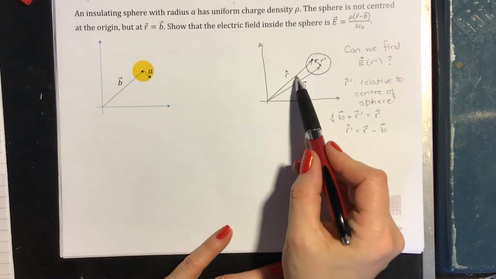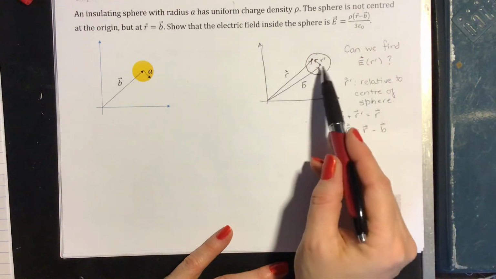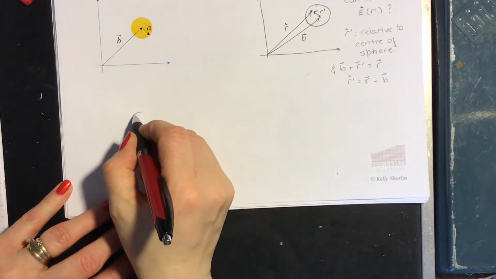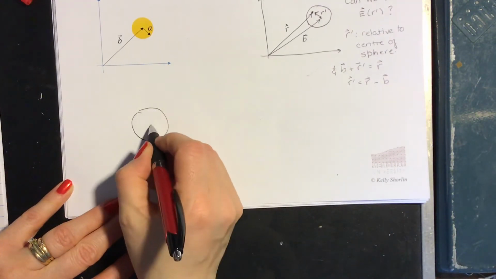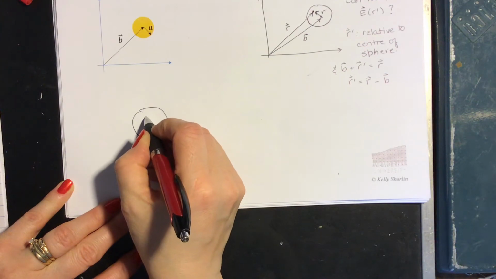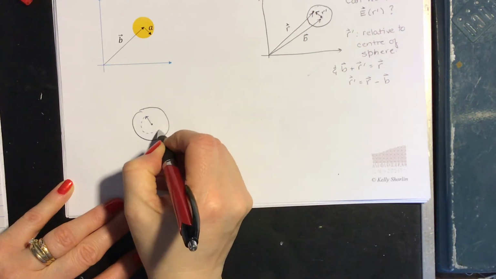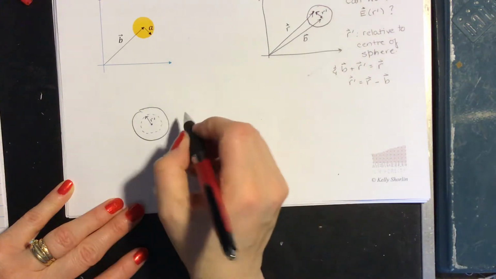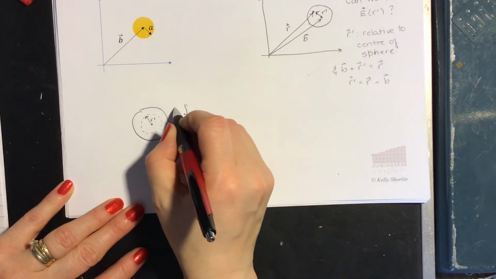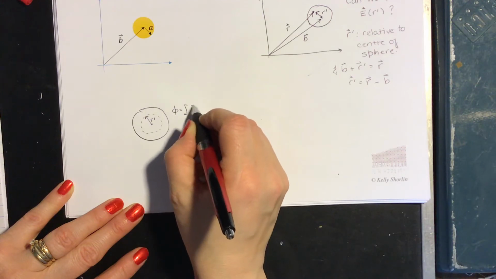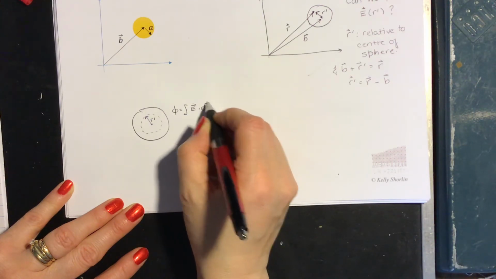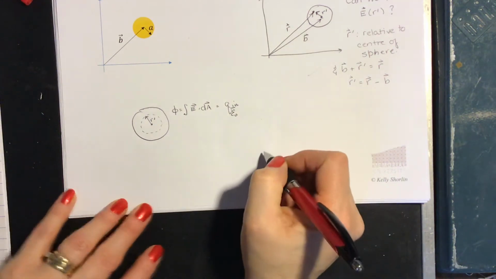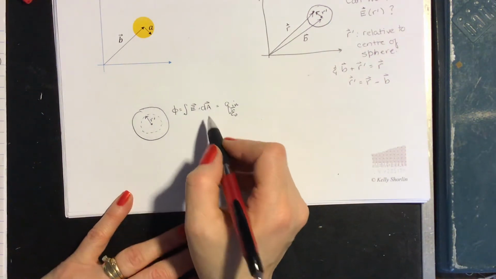So let's start with the electric field relative to the center of the sphere. I'm going to redraw that sphere again. There's the center of the sphere. I'm going to try and find the electric field some distance r primed from the center of the sphere. We'll write down Gauss's law. The net electric flux is the integral of E dot dA equals the charge within the Gaussian surface divided by the constant epsilon naught. Our Gaussian surface is a sphere within our insulating sphere.